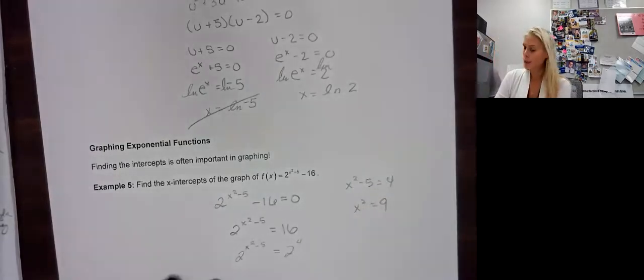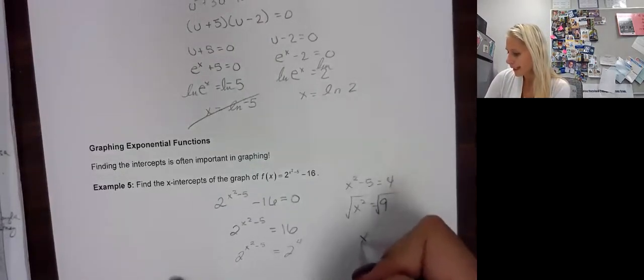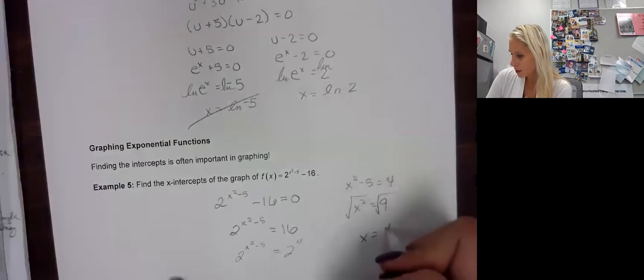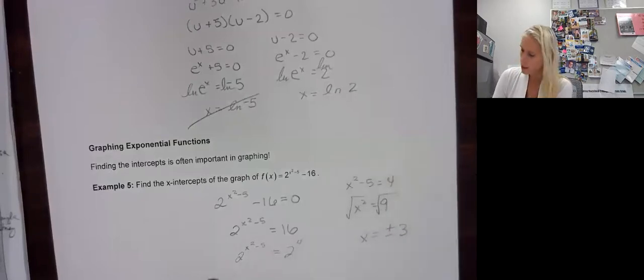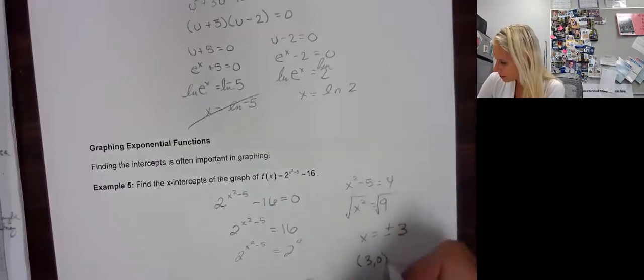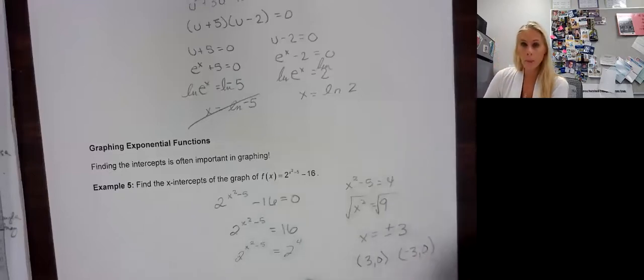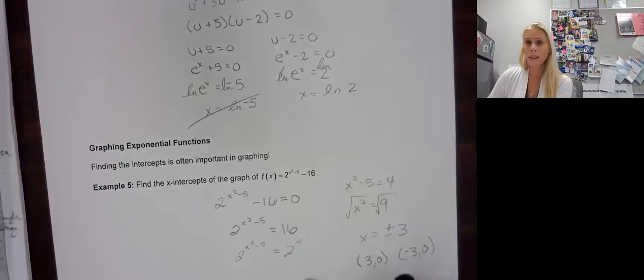Be careful, many of you guys forget this. When we take the square root, how many answers do we get? We get plus or minus 3. So our x-intercepts are (3, 0) and (-3, 0). This is the other part that people make a mistake on. X-intercepts are coordinate pairs, so you need to make them coordinate pairs.